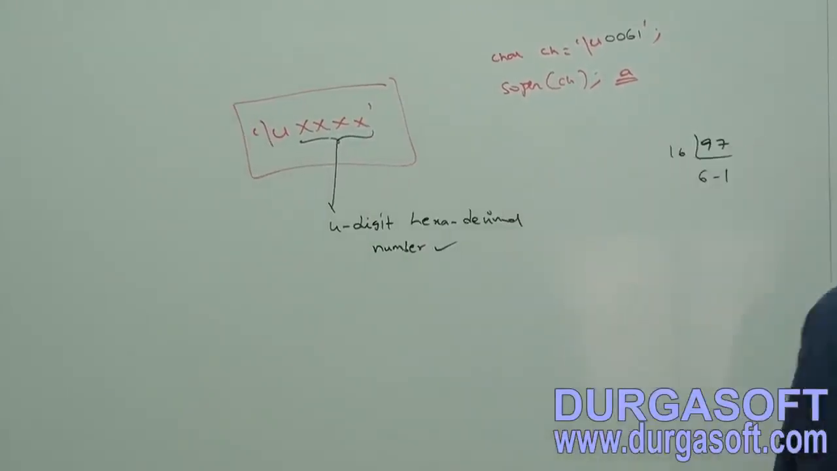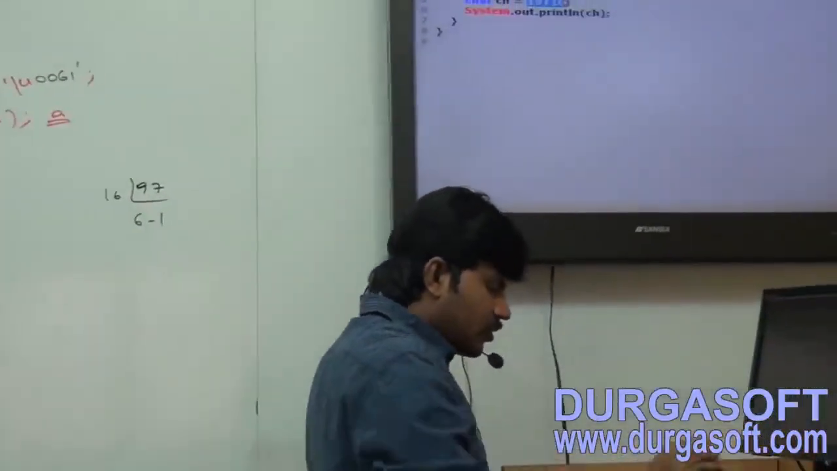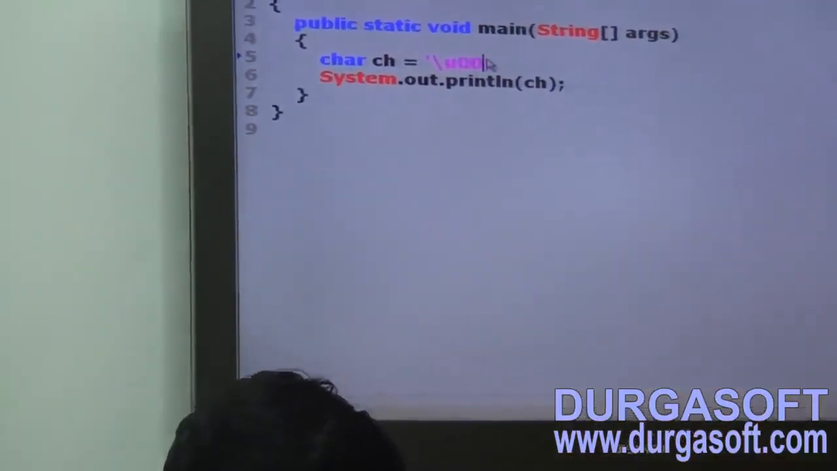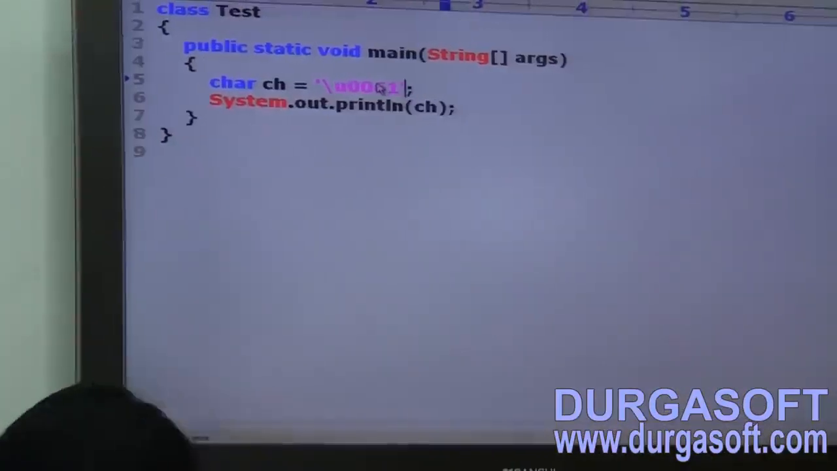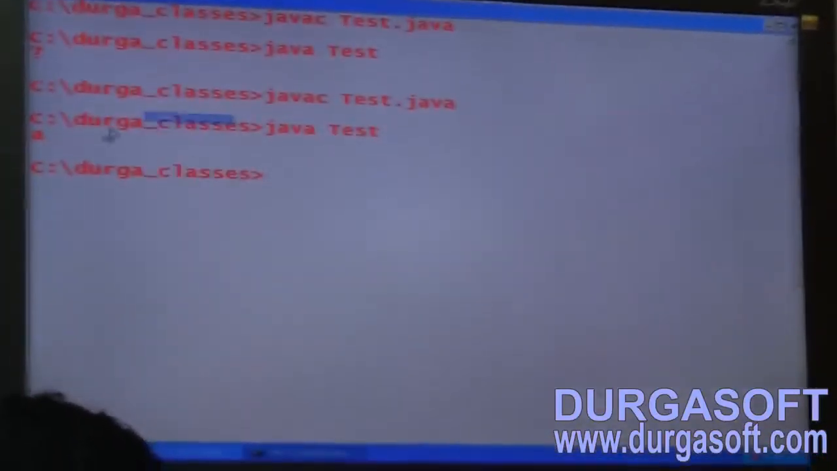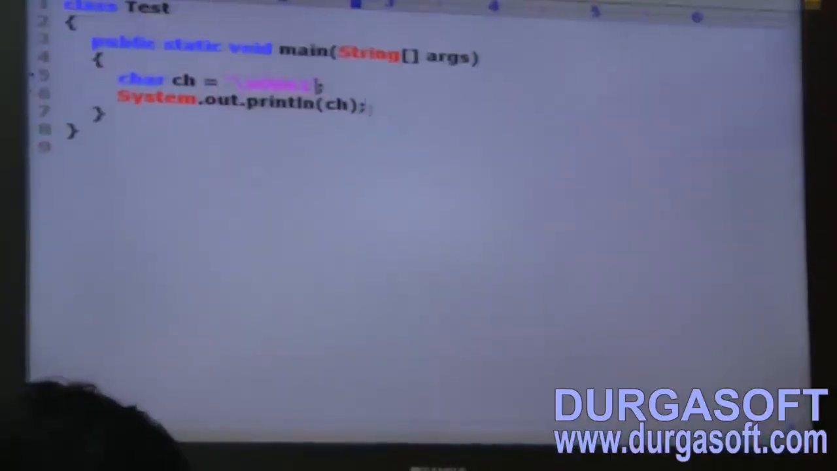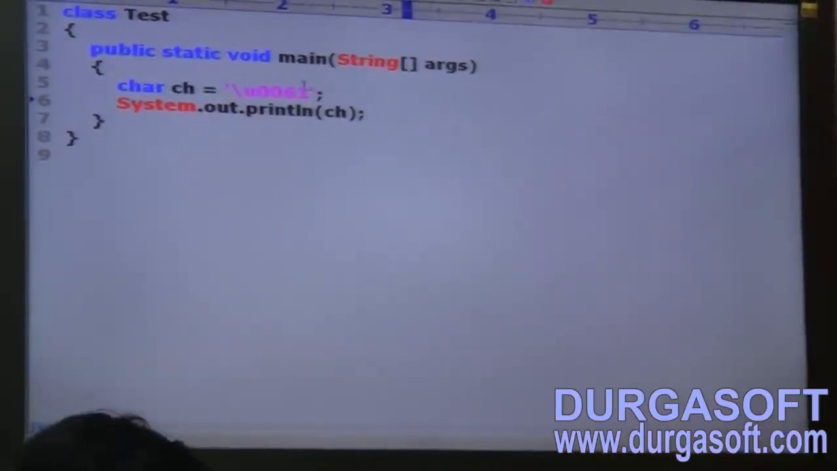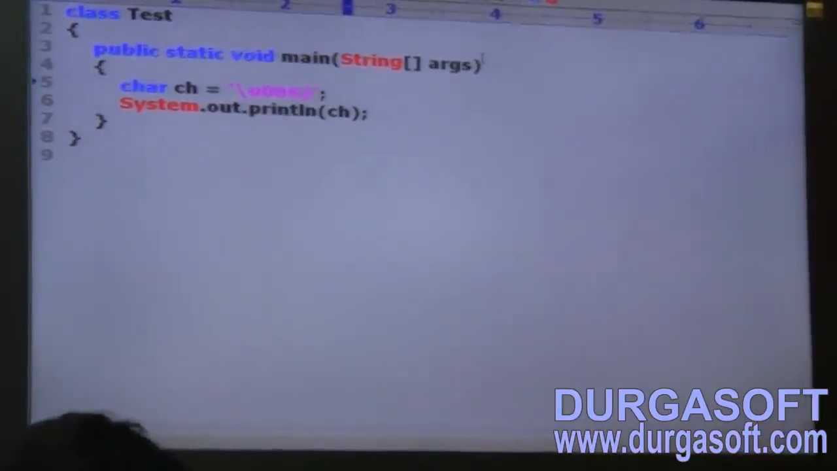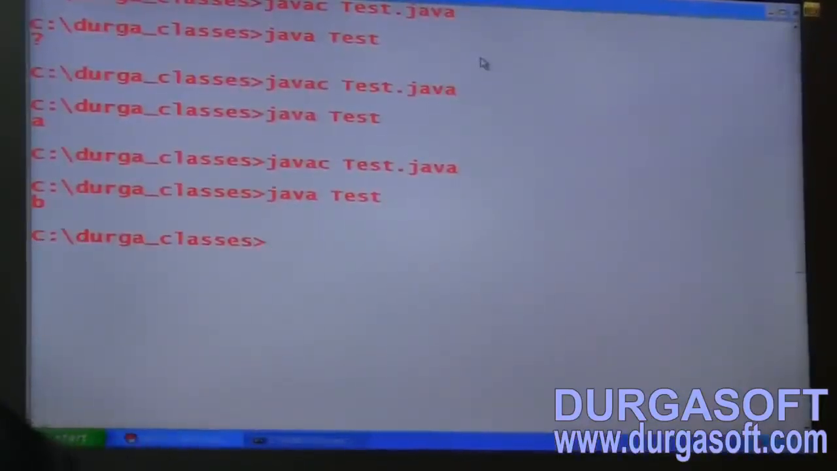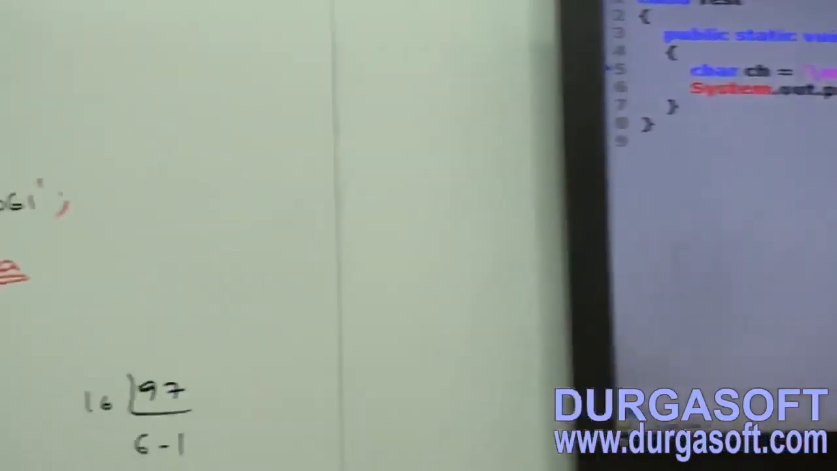If you want, just observe. Can you please write char ch is equal to single quote \u0061, single quote. SOP of ch. What is the answer? A. By default we are going to get A itself as the answer. Next, char ch is equal to single quote \u0062. Sir, 62 I am taking. 62 means 98. 98 means what? B. Yes, boss, B is what we are going to get.